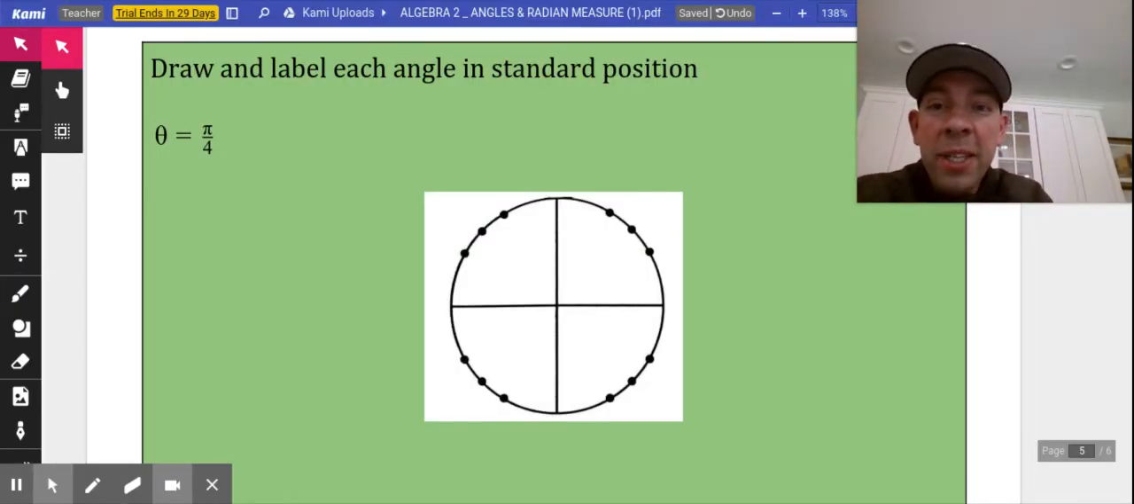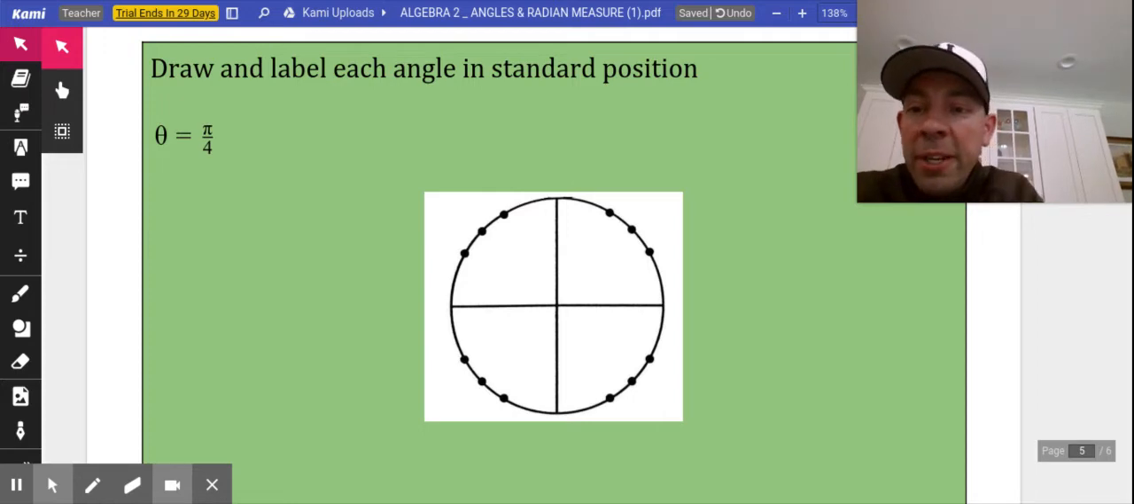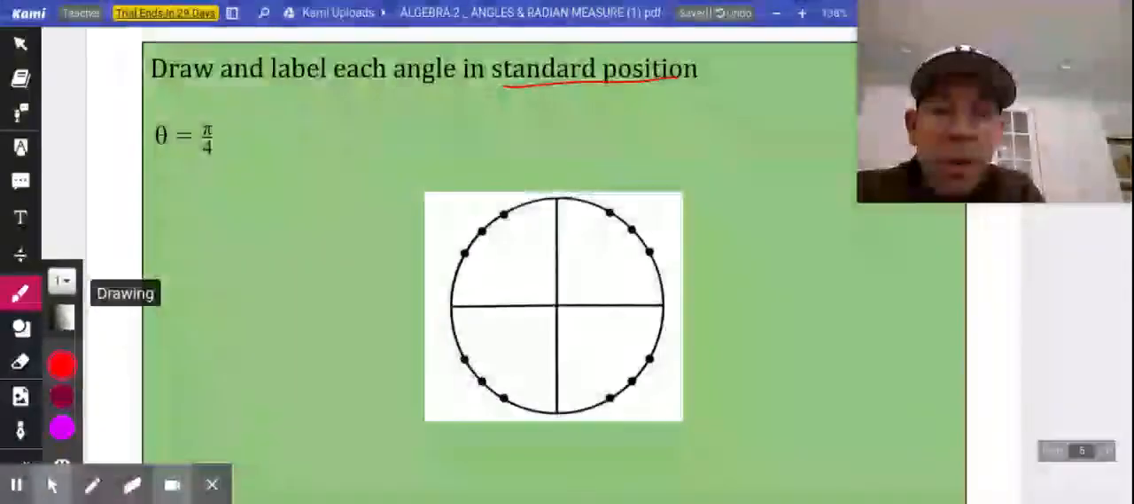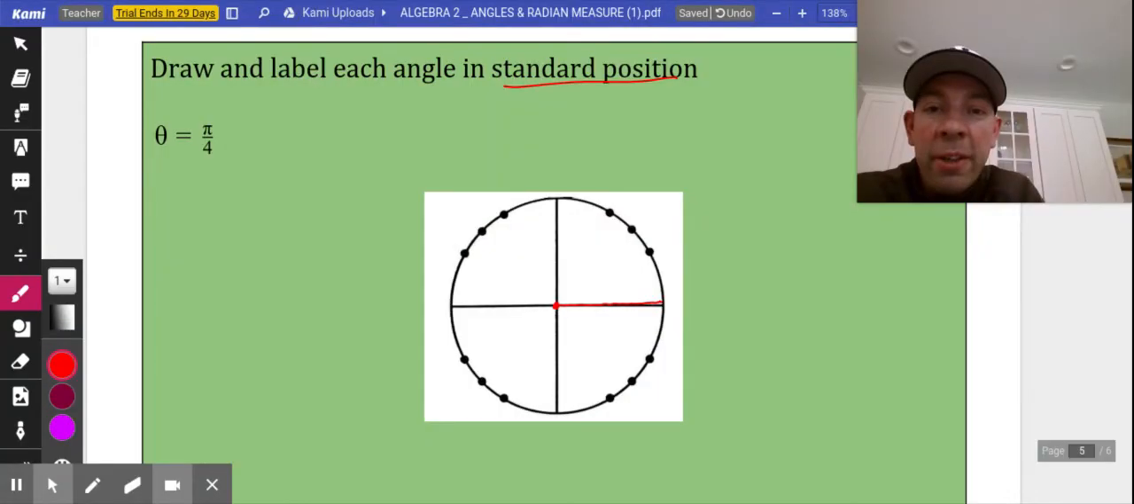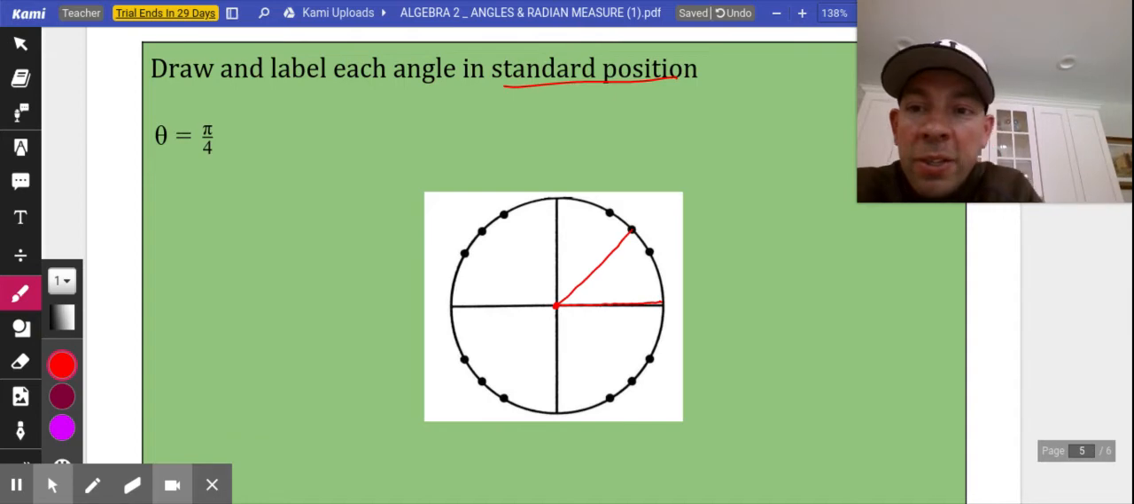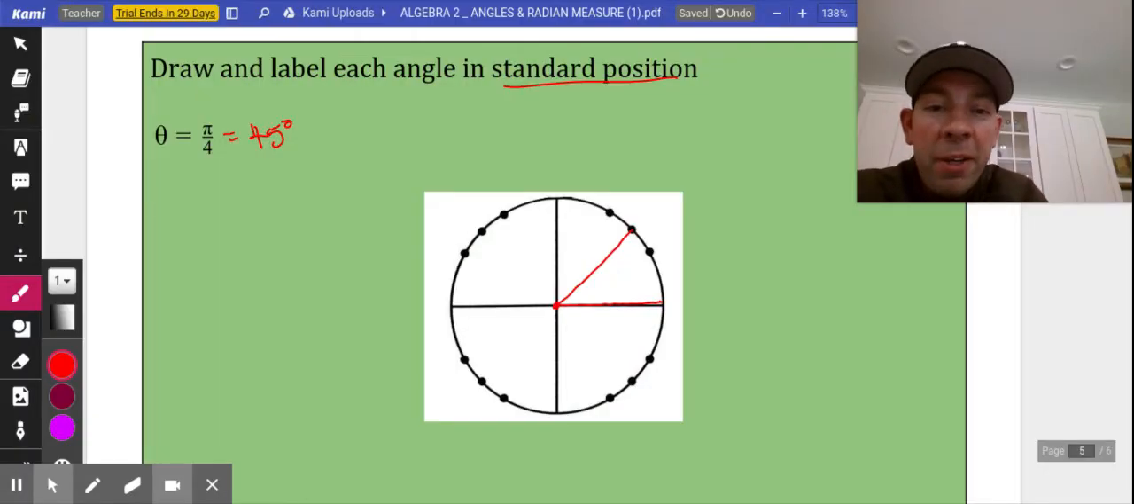Okay, so we're going to draw it and label each angle in standard position. All standard position means is the vertex is centered here and the initial ray is right here. That's all that means. So pi over 4 is going to put us right here. And again, if you want to convert that to degrees, you'd get 45 degrees, and maybe that helps you a little bit. So that would be our theta right there.